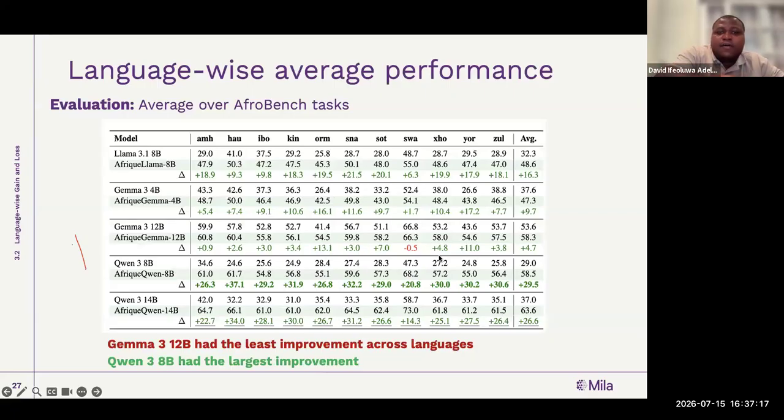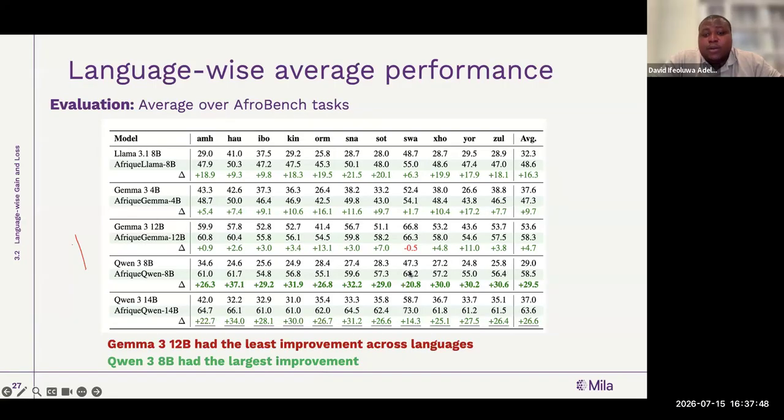So this is the average performance on different languages. And you see across all the languages from Amharic, Hausa, Igbo to, let's say, Sesotho, Xhosa, Zulu, there's huge improvement in performance. But you find out that for Swahili, we had a negative result, it doesn't really improve. So that means the Gemma model actually is well-tuned for Swahili, and it doesn't benefit so much from our continued pre-training.